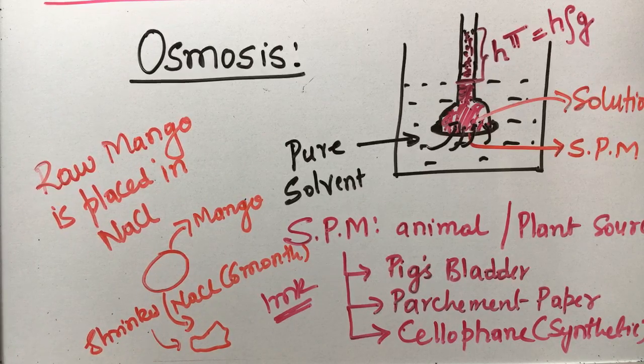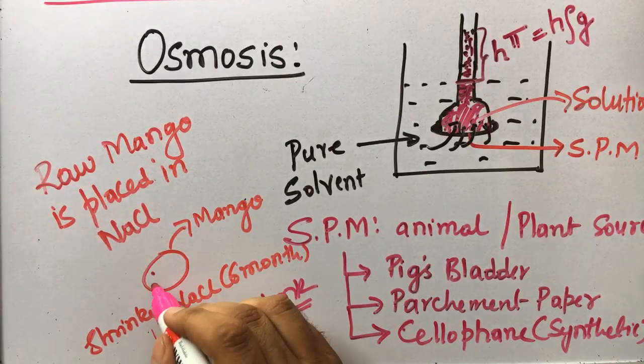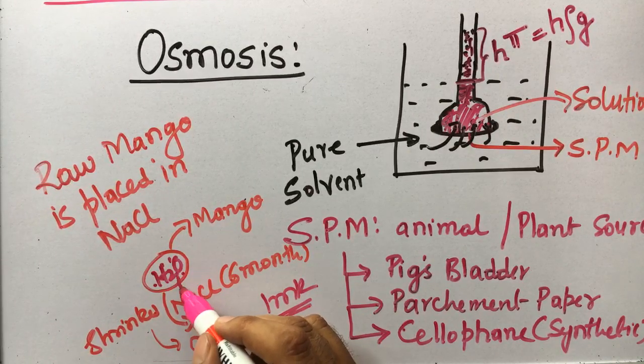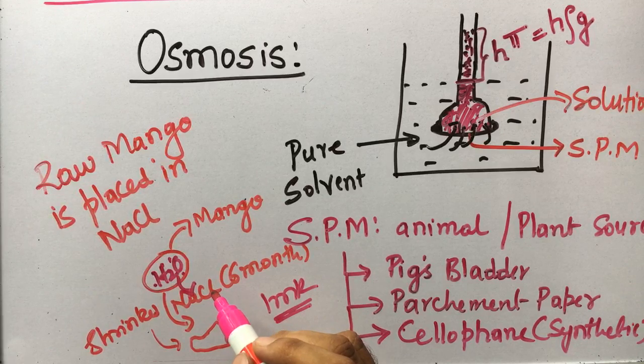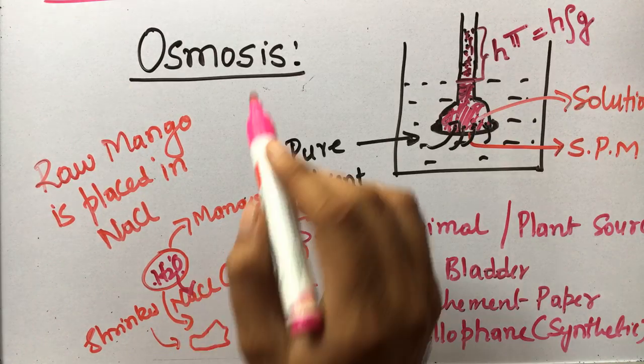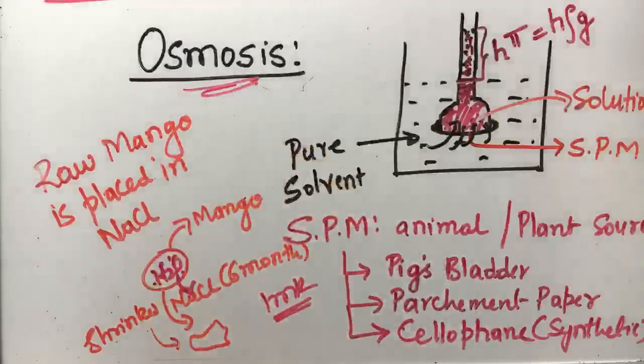Whatever water content was present inside the mango has come out so as to dilute the NaCl, so as to melt the NaCl. Initially when you poured only salt, after 6 months you might have seen that it has become a salt solution. The only reason is that whatever water is present inside the mango has come out, and hence the mango's size shrinks, and that is because of osmosis.